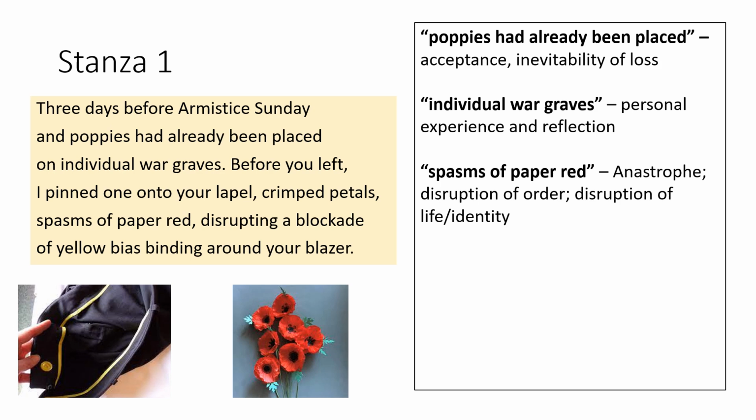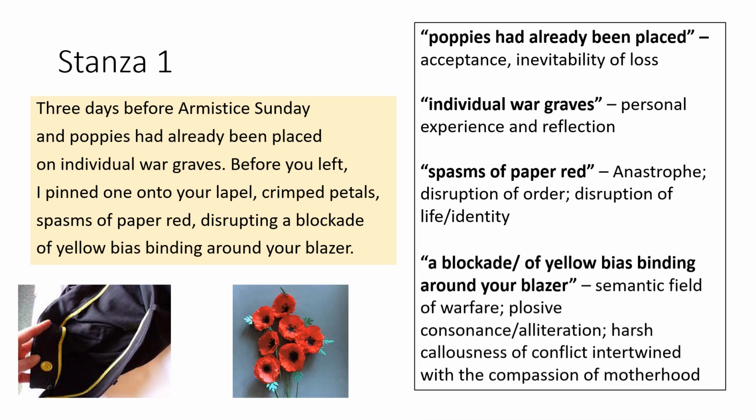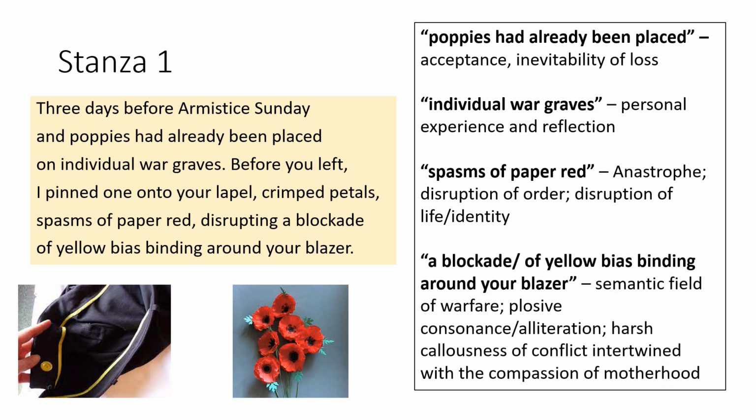The poppy also seems to be painful, spasms of paper red. This is a symbol of remembrance and tenderness. Spasms is an interesting way to describe it. And again, I think that these moments of reflection and remembrance and love are now causing the mother pain, and we'll see that increasingly. She describes a blockade of yellow bias binding around your blazer.